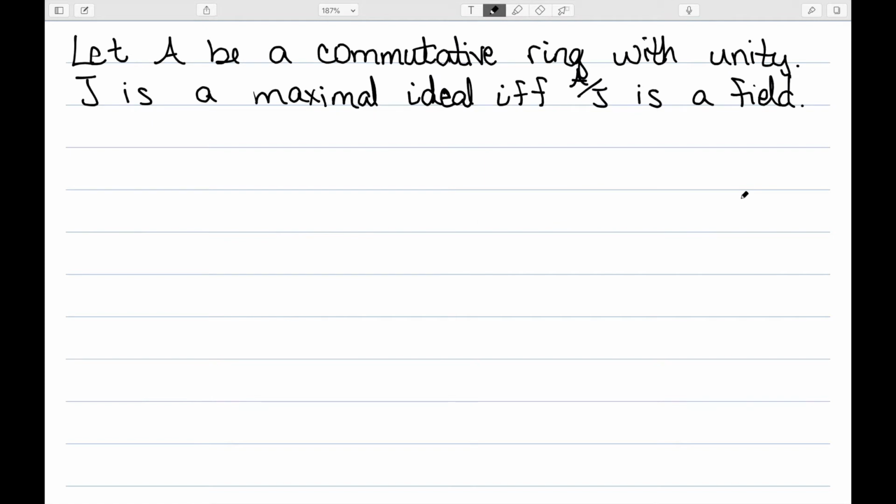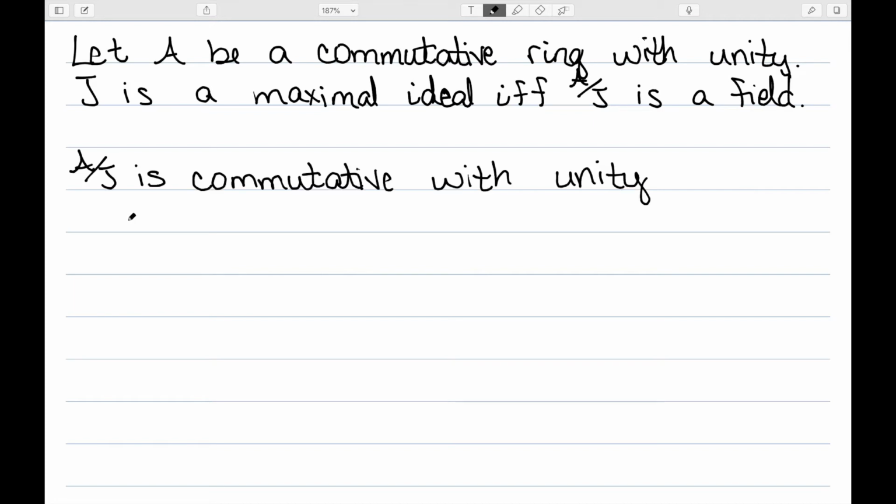Let A be a commutative ring with unity. In this case, J is a maximal ideal if and only if A mod J is a field. So if J was a prime ideal, that meant A mod J was an integral domain, but if it's a maximal ideal, then A mod J is a field. And I am going to go through and prove this.